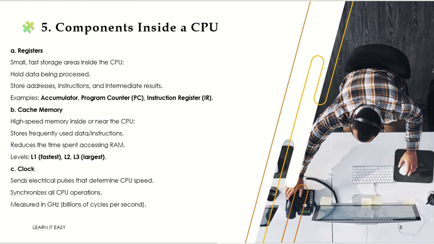And here we can see the components inside a CPU: registers, cache memory, and clock. Registers are small storage areas inside the CPU that hold data being processed, store addresses, instructions, and intermediate results. Examples: accumulator, program counter, instruction register. Cache memory is high-speed memory inside or near the CPU that stores frequently used data and instructions, and reduces the time spent accessing RAM. It has three levels: L1 the fastest, L2, and L3 the largest. The clock sends electrical pulses that determine CPU speed and synchronize all CPU operations, measured in gigahertz, billions of cycles per second. So these are the components inside the CPU.